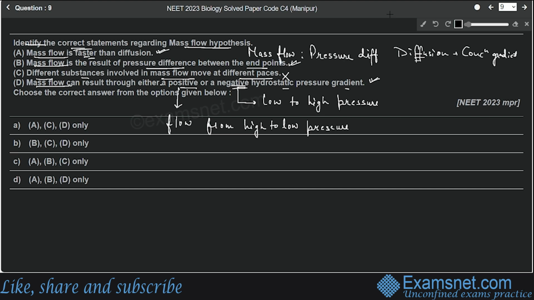Okay, so out of the four statements, we have seen that three statements are correct. Only the third one is incorrect. Okay, so A, B and D only, that means option D will be the correct answer.